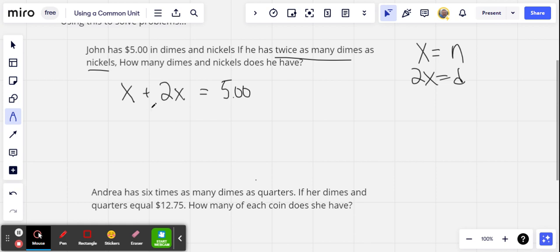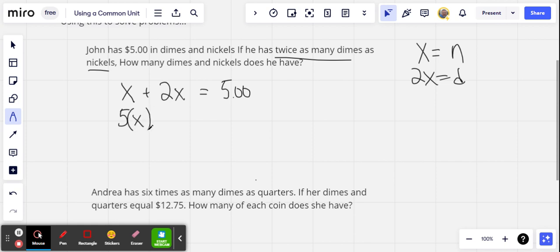Then we add these together. We could do that, right? But then 3x, 5 divided by 3, that's not going to give us an even number. We need an even number. So here's where we add in something that's similar. We're going to do that with pennies, okay? Because that gives us an even number. So here are the nickels. It's going to be 5, right? There's 5 pennies in a nickel.